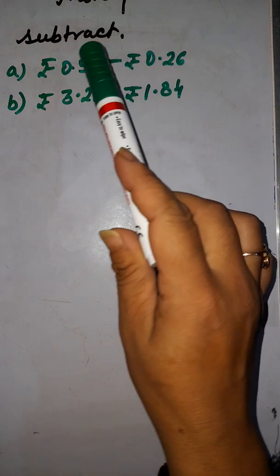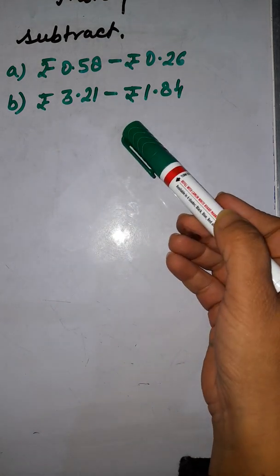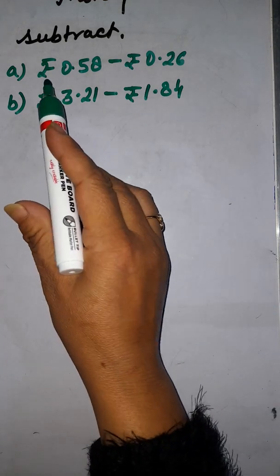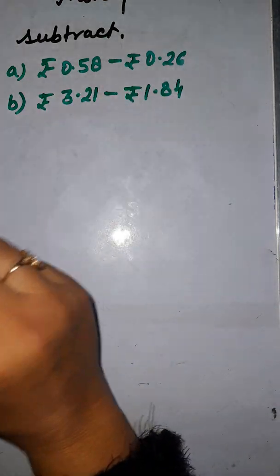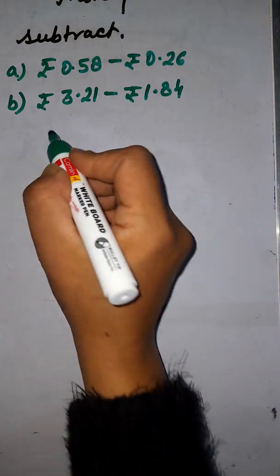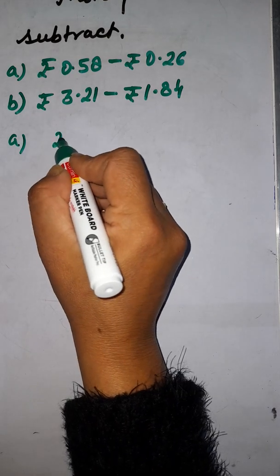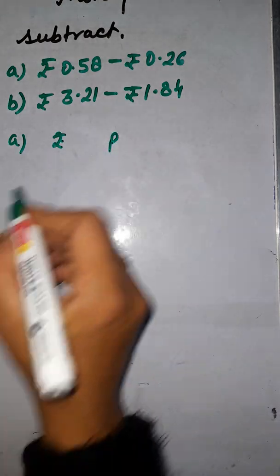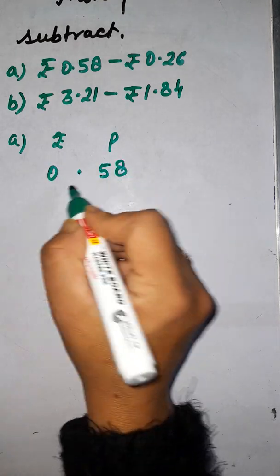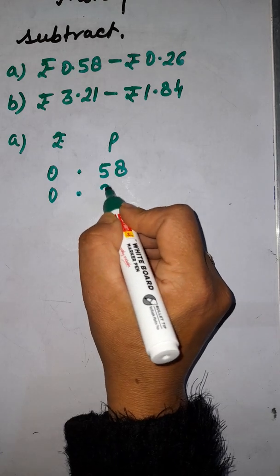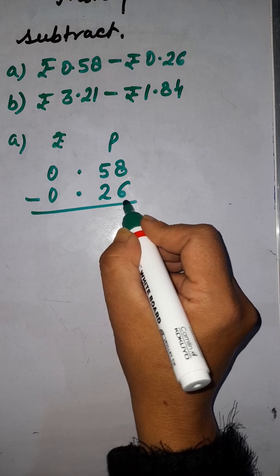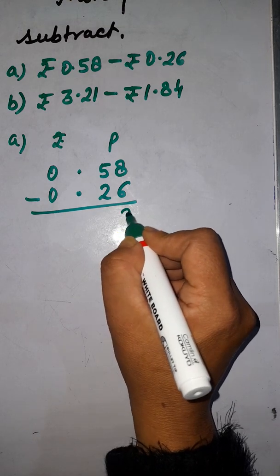Similarly, we'll solve the subtraction questions. Here we have an example of subtraction. The first example is to subtract rupees 58 minus rupees 26. So we'll separate the rupees column and paise column. In the rupees we have 0.58 and 0.26. It's very easy. 8 subtract 6, we get 2.